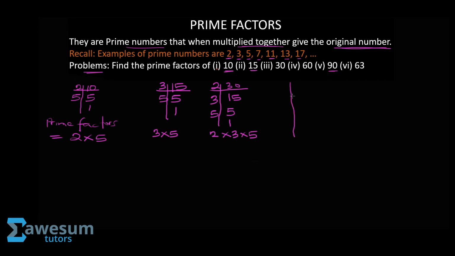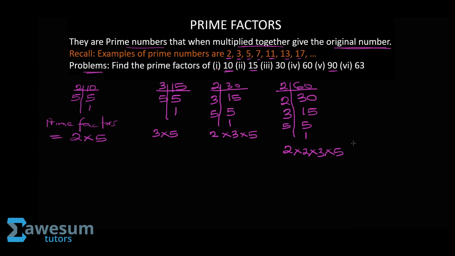What about if you try 60? 60. In this case, 2 can divide 60. That gives you 30. Okay? 2 can also divide 30. That gives you 15. Can 2 divide 15 without a remainder? No. The next thing you can try is 3. 3 in 15 gives you 5. Then 5 can divide 5, gives you 1. So that means your prime factors for 60 is going to be 2 times 2 times 3 times 5.